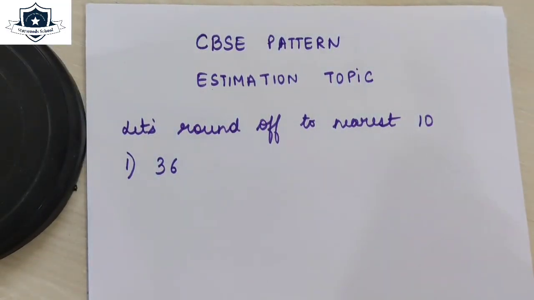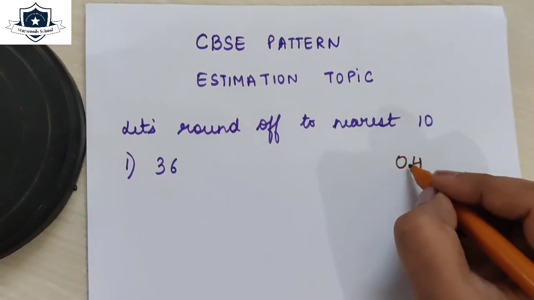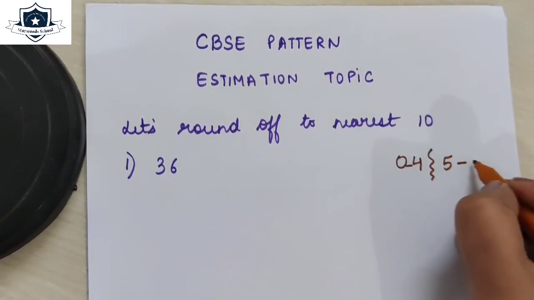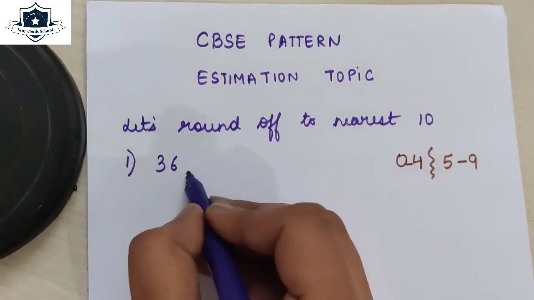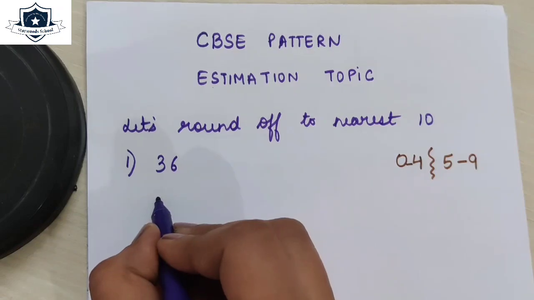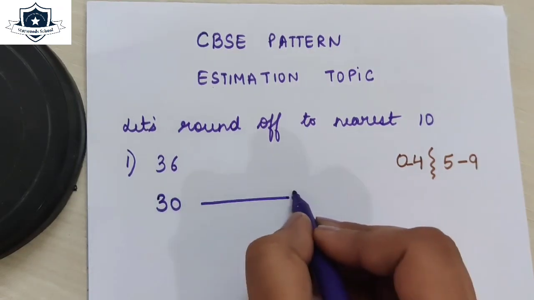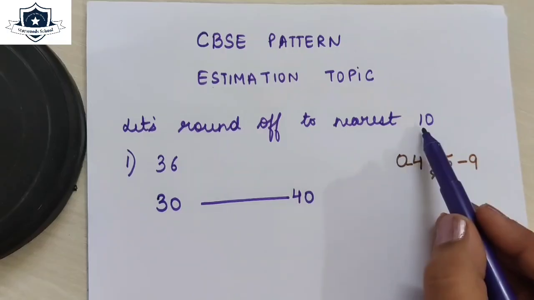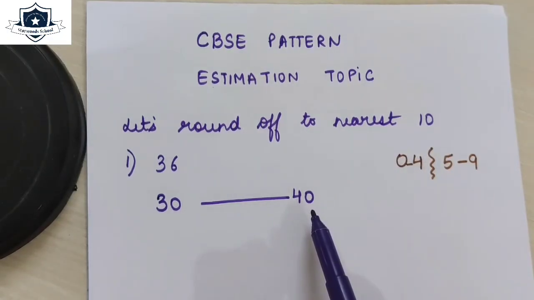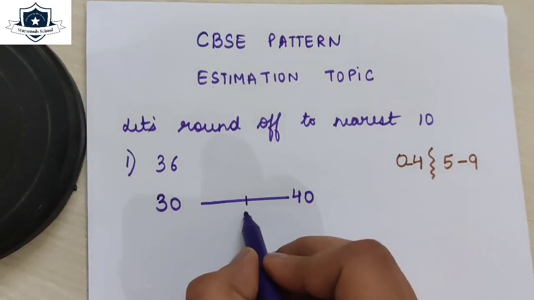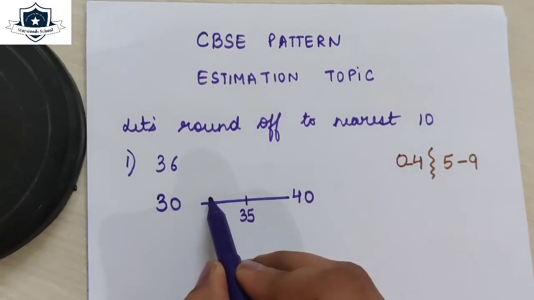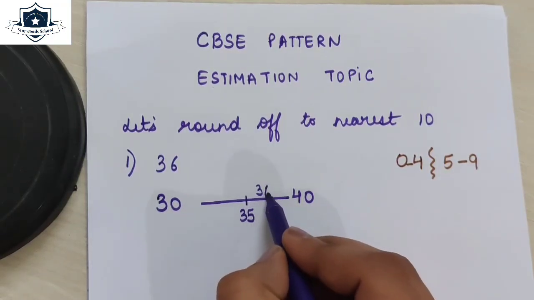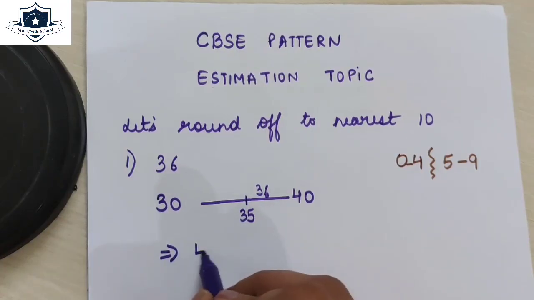Remember, as I told earlier, you have to keep it in mind: 0 to 4 is the lesser bracket, 5 to 9 is the bigger bracket. So 36 falls in the range of 30 to 40. When rounding off to the nearest 10, we take the bracket of range of 10, right? The midpoint is 35. Now 36 falls here, so the nearest 10 would be 40.